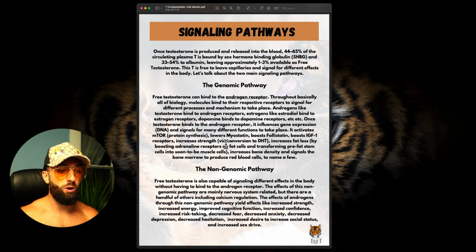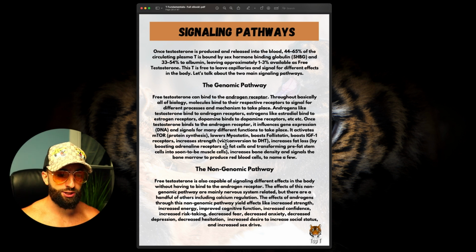Free testosterone is also capable of signaling different effects in the body without having to bind to the androgen receptor. The effects of this non-genomic pathway are mainly nervous system related, but there are a handful of others, including calcium regulation, meaning regulating calcium, making sure it's going into your bones and out of your tissues and your blood vessels.